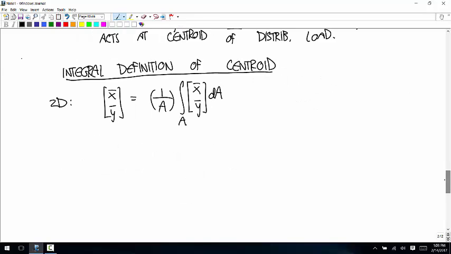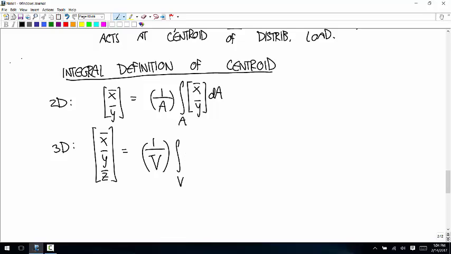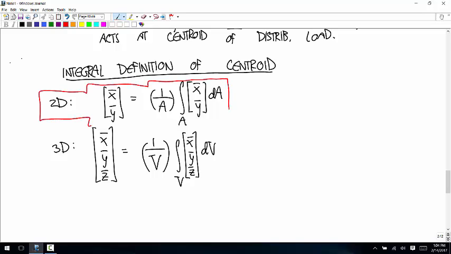In 3D, it's similar, but you have three components for the centroid. And that's equal to 1 over the volume times the integral over the whole volume of the centroid of some infinitesimal piece of volume dV. I'm not going to do this at all in 3D, so the 2D one is the one that we're going to be interested in.